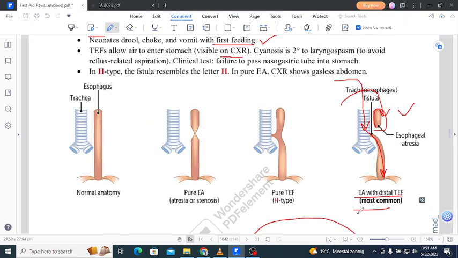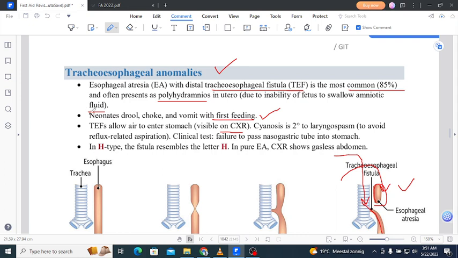So here you can see this is the most common type, but there are other types as well. Neonates drool and choke with the first feeding. Tracheoesophageal fistula allows the air to enter the stomach, which is visible on the chest X-ray. Cyanosis is secondary to the laryngospasm to avoid the reflux-related aspiration. The clinical test is failure to pass the nasogastric tube into the stomach.